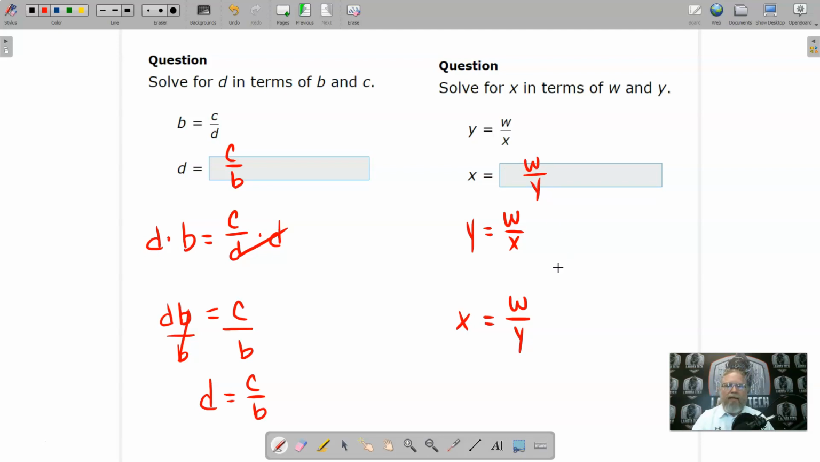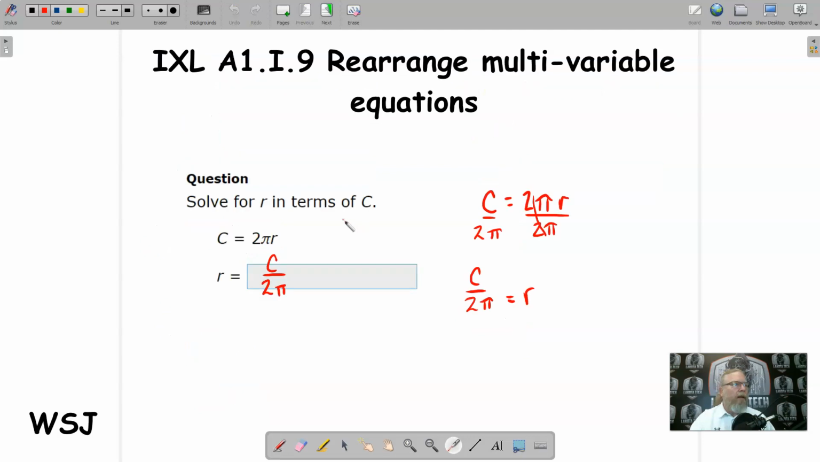And that completes all of my examples for IXL Activity A1.I.9 Rearrange Multivariable Equations. Good luck with your activity.